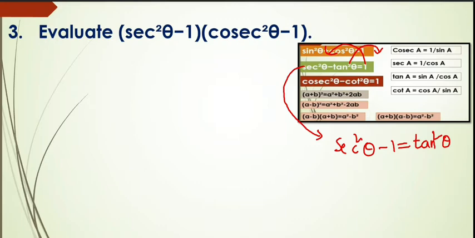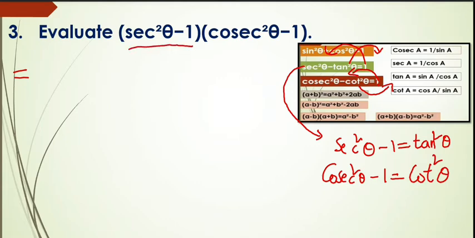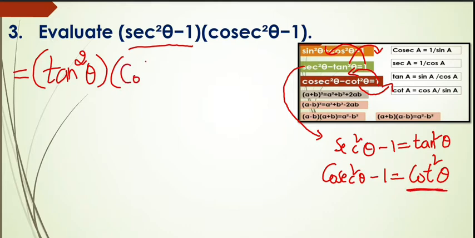Similarly here also cosecant square theta minus 1 is there. That means this 1 we have to move to the left side, and this cot square theta to the right side. Then we get cosecant square theta minus 1 is equal to cot square theta. So just use those. Instead of secant square theta minus 1, we can write tan square theta, into cosecant square theta minus 1, which is nothing but cot square theta.